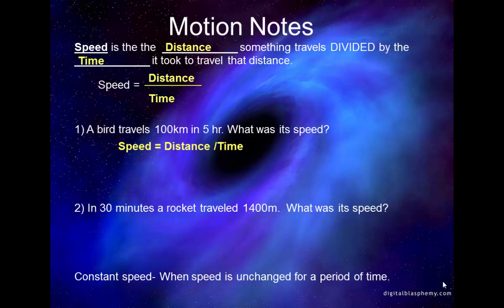Second step, after we've written the formula, substitute your numbers. In this case, a bird travels 100 kilometers in 5 hours. Distance is 100 kilometers, time is 5 hours, and what does that give us for an answer? Jake? 20 kilometers an hour. Yeah, 20, and again, we need to include our units, kilometers per hour.